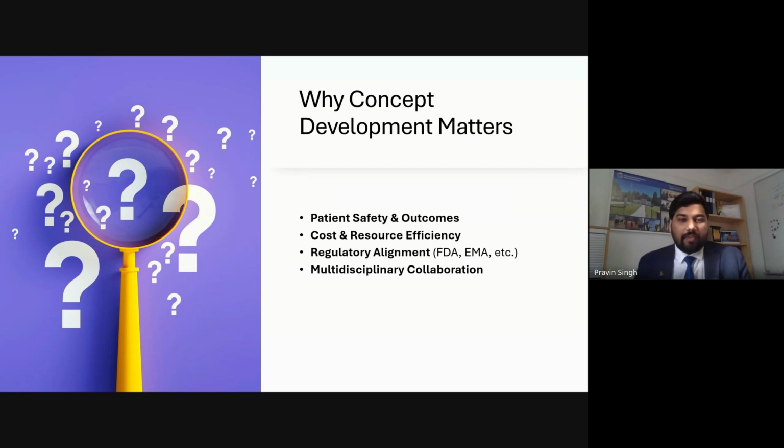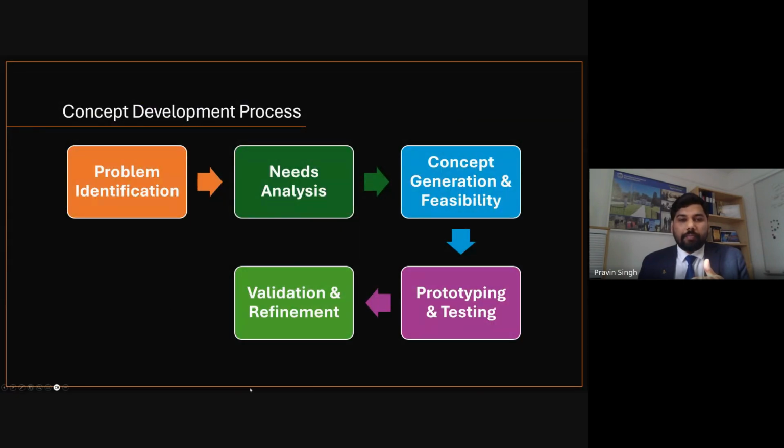And the third is regulatory alignment. That means compliance with bodies like FDA, EMA, or CDSCO. These are the bodies which regulate. And the last and very important is multidisciplinary collaboration. So we have to involve doctors, engineers, designers, and end users from the beginning. So this is very important in the concept development process.